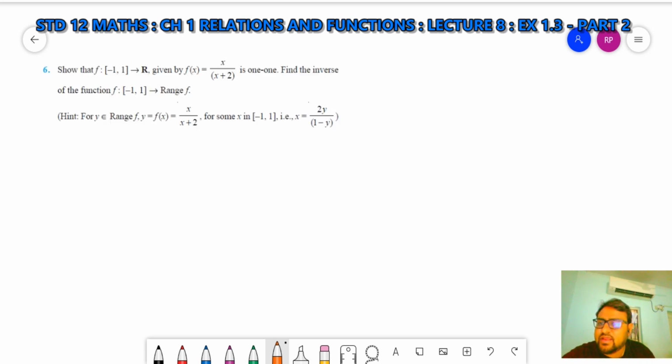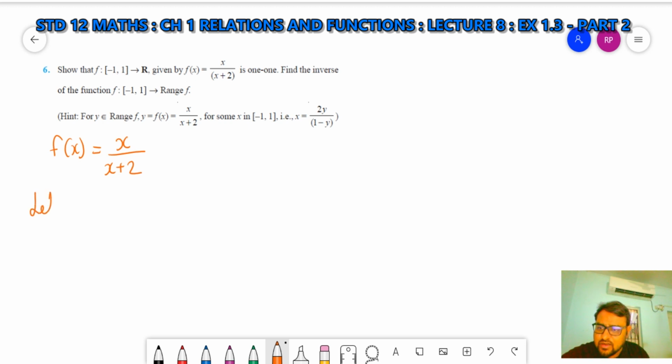Show that f, with domain the closed interval from -1 to 1 to R, given by f(x) = x upon x plus 2, is one-one. You have to show that it is one-one. Find the inverse of the function. If it is onto, then its inverse is possible. And here the inverse of the function is from the range of f to [-1, 1]. So let's see first whether it is one-one or not.